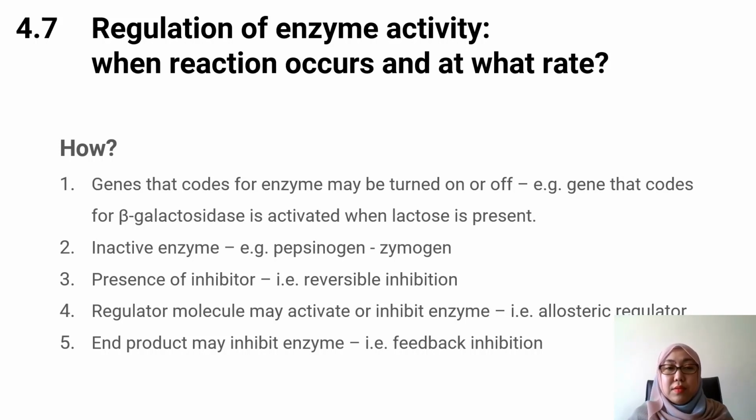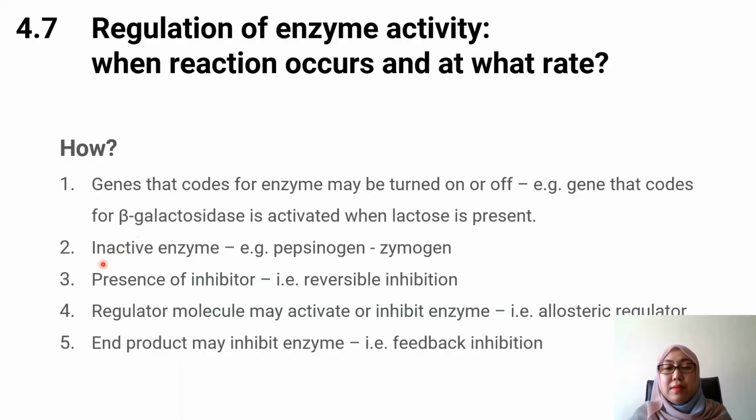Genes that code for enzymes may be turned on or off. Let's say if the genes are turned on, then the enzyme will be synthesized. For example here, the gene that codes for beta-galactosidase, this enzyme, is activated when lactose is present.